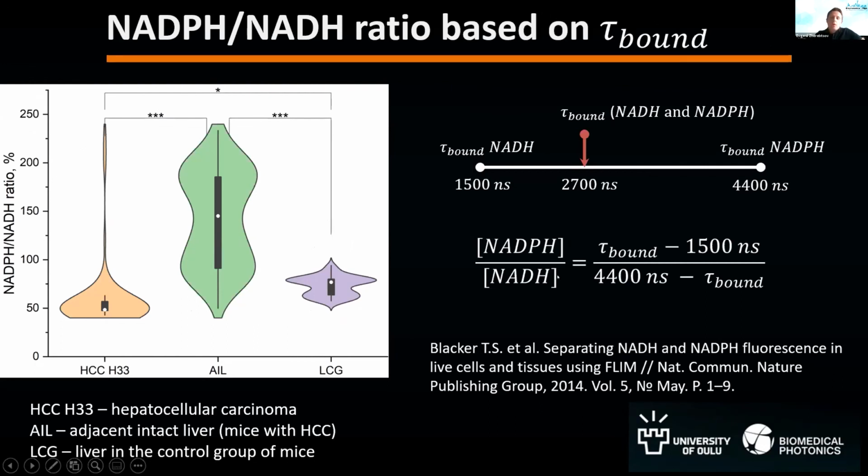Also, there's a theory and a bunch of experiments in which the authors, especially Thomas Blacker and Michael Duchen from University College London, manipulated the metabolism of cells and demonstrated that using just the second component of the fluorescence relaxation, we can give an estimation of the balance between NADPH and NADH in the tissue. And this is an example of what we've got. Apparently, the tumor significantly changes the metabolism of adjacent tissues in the liver.